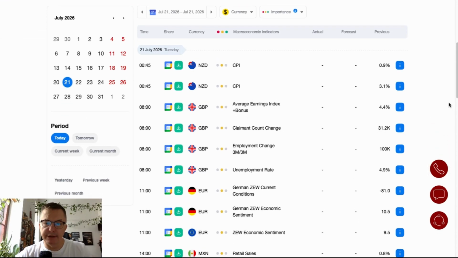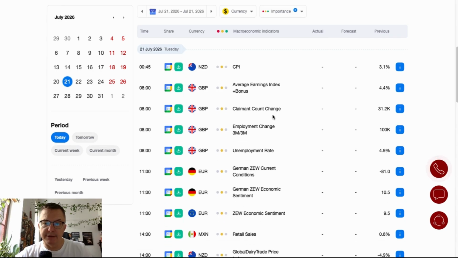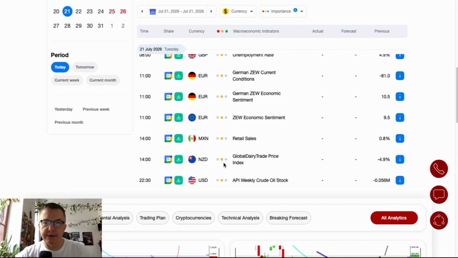No high important data releases, but we have some medium important data releases like the one from the New Zealand CPI data, average earning index, climate count change, employment change, and unemployment rate data from the UK are expected to be released as well. German current conditions and economic sentiment data are scheduled for release at 11 o'clock, and at 11 o'clock we got the Eurozone economic sentiment data releases as well.